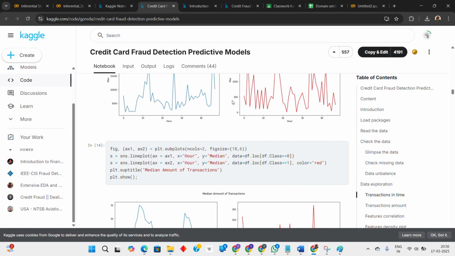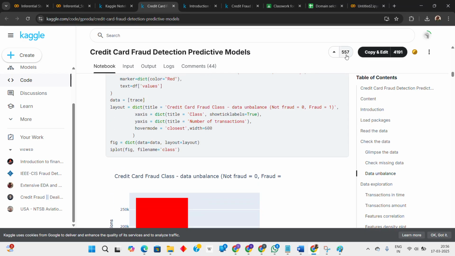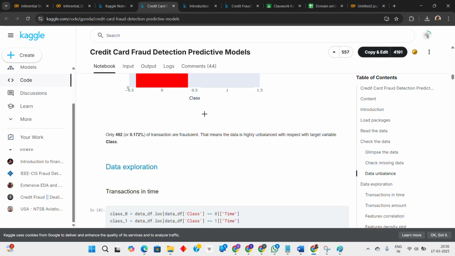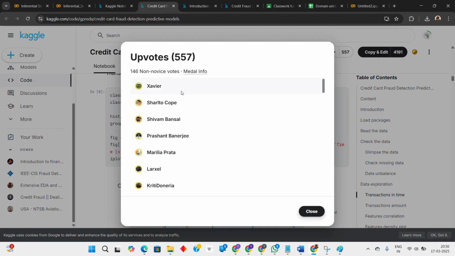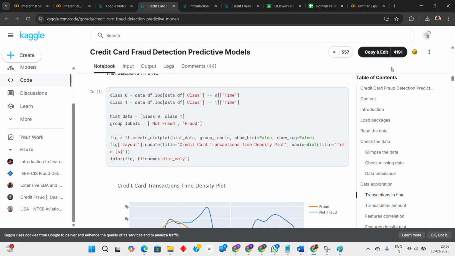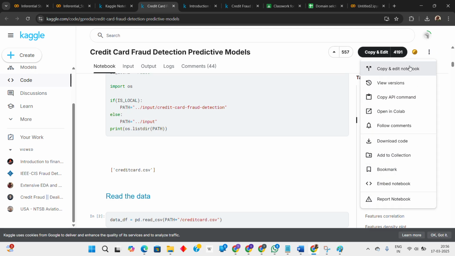Go to this site and search according to your domain, the way I told you, and select the most votes, so that the most people have reviewed it. If you like it, you can also vote. There is one option available: upvote.